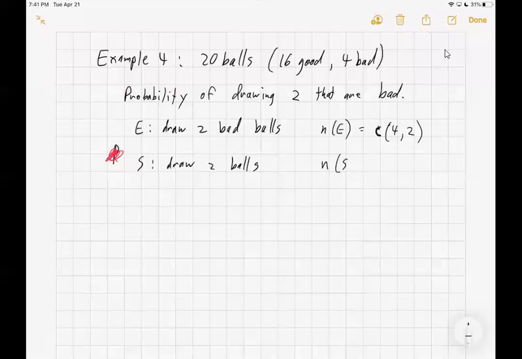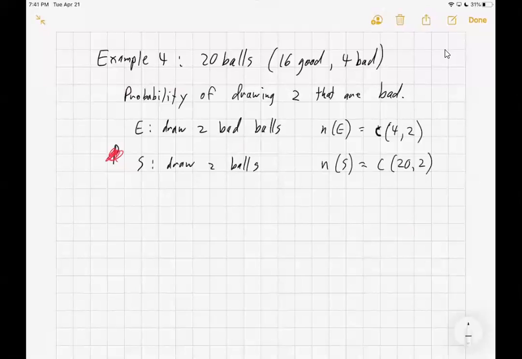Then we have to look at the number in the sample space. Well, for that we have 20 balls to choose from, and we're going to pick 2 of them. So the combination of 20 taken 2 at a time would be all of the ways to draw 2 balls out of 20, and we don't worry about the order. Just like in the last problem, we could have worried about the order and used permutations instead of combinations. And if we were to do that, we'd get the same answer anyway.